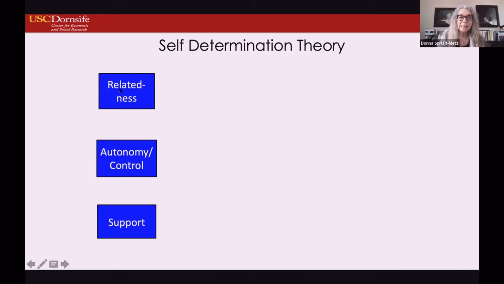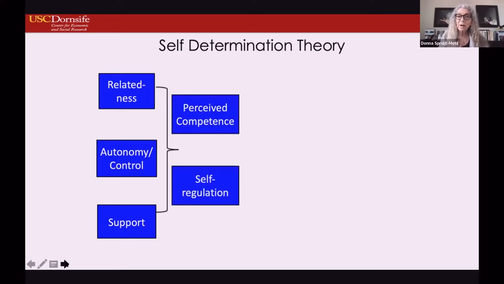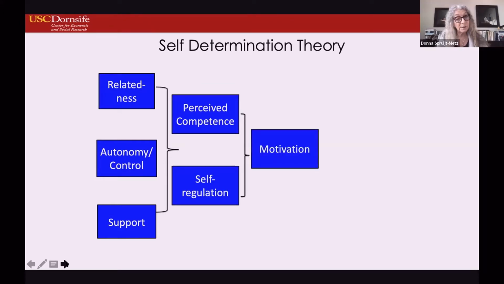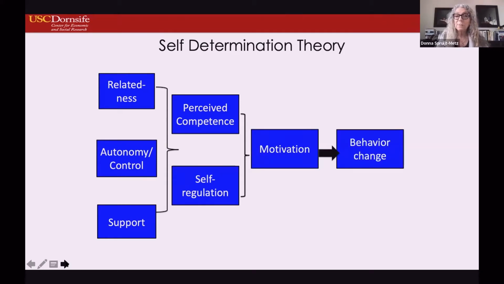It says that relatedness, so feeling related to people, autonomy, feeling you have some control over your own life and behavior, and support, social support, and also other supports, sometimes called autonomy support, lead to perceived competence and a higher ability to self-regulate your own behavior. And these lead to feeling more motivated for whatever behavior. And this leads to behavior change. It's a good theory.